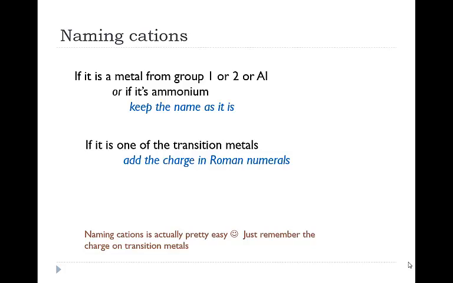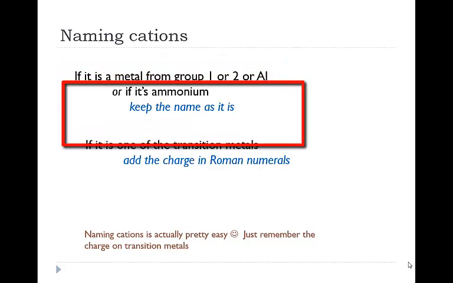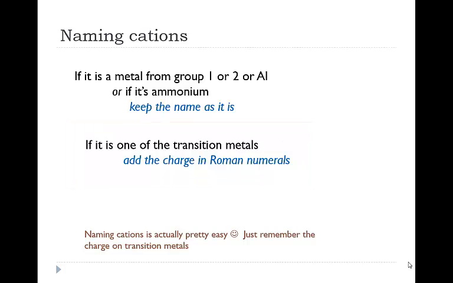Naming cations. If it's a metal from group 1 or 2 or aluminum, or if it's ammonium, you just keep the name as it is. If it's one of the transition metals, then you add the charge in Roman numerals. So naming cations is really pretty easy. You just have to remember that if you have a transition metal, then you have to put the charge there.